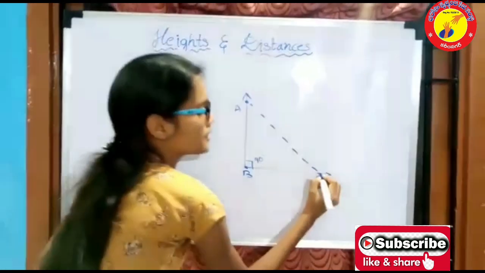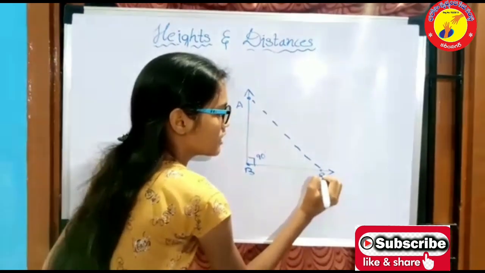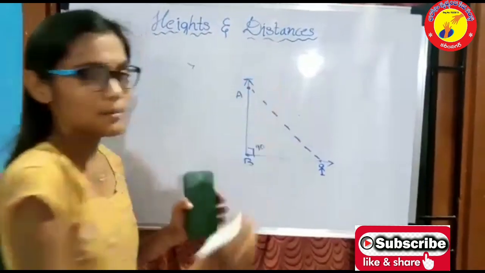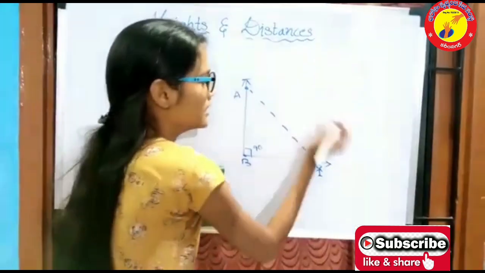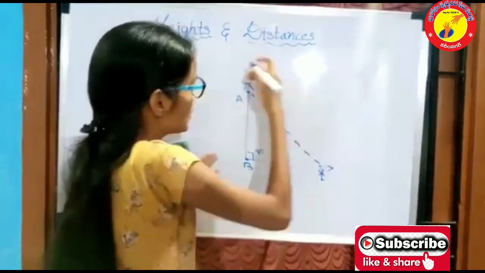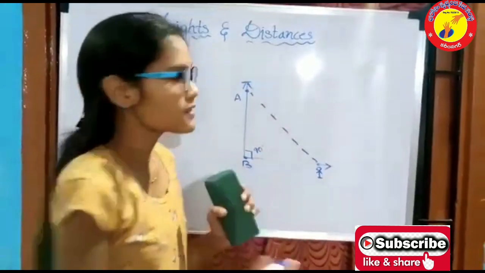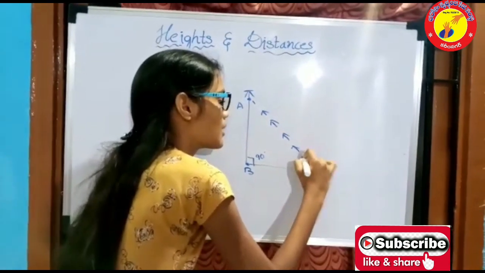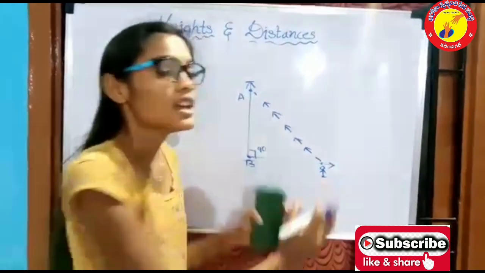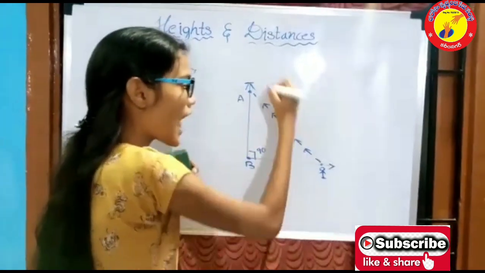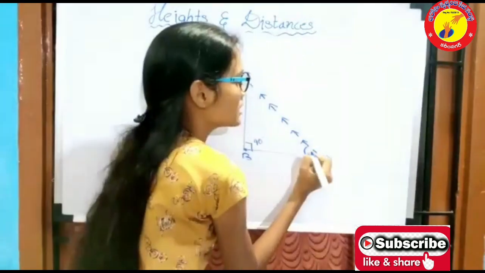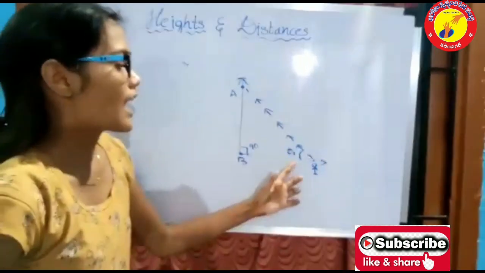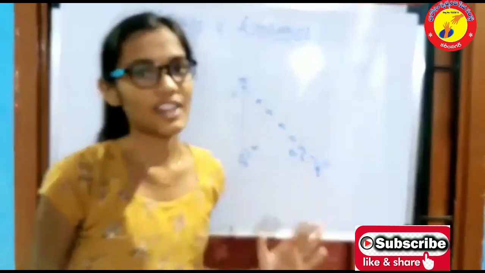Now the person is at C, looking up at A, that means the tower. The line of sight is in the upward direction. The observer is looking in the upward direction and the angle formed here is theta1. That theta1 angle is called the angle of elevation.